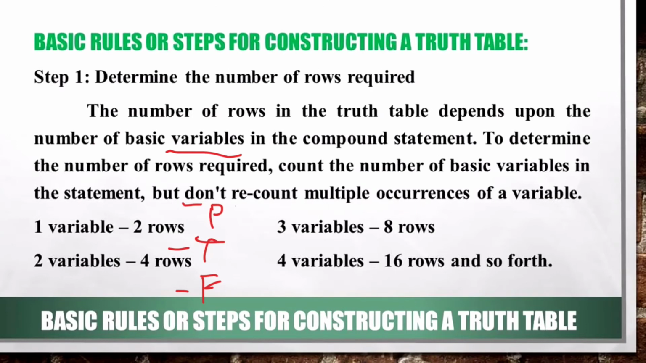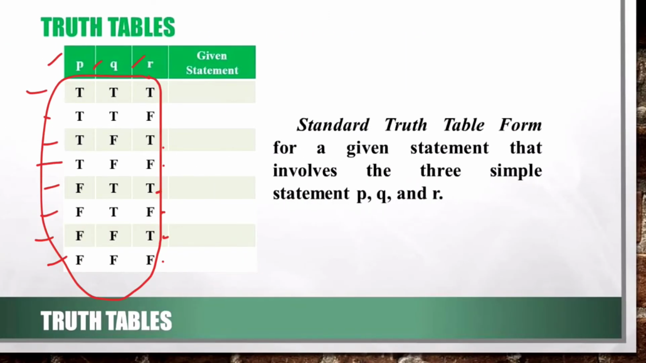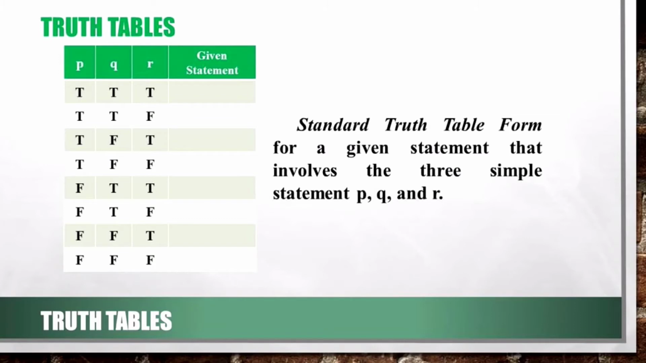So, now let's have these 3 variables, 8 rows. Etong 3 variables, 8 rows na to, best example is the standard truth table form for 3 simple statements. So, here, okay, if meron tayo ng 3 statements na P, Q, and R. Now we have statement P, Q, and R.